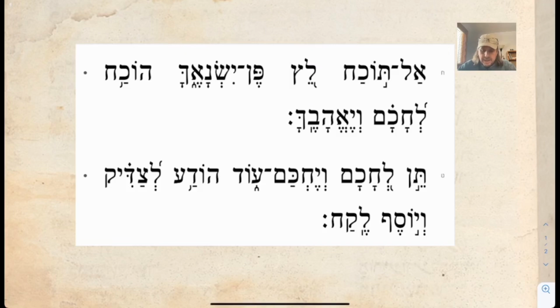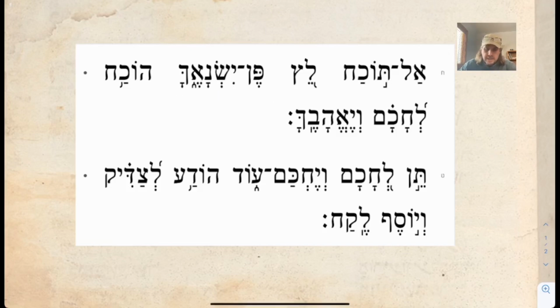Al tochach leitz. Pen yisna'echa. He will, lest he hate you. So pen usually means lest. Yisna'echa, you can see the root there is from sin, nun, aleph, and that's from the root to hate. Sinat is the word for hatred. Pen yisna'echa, lest he hate you. So the leitz will not receive the correction, and they'll just hate you for it.